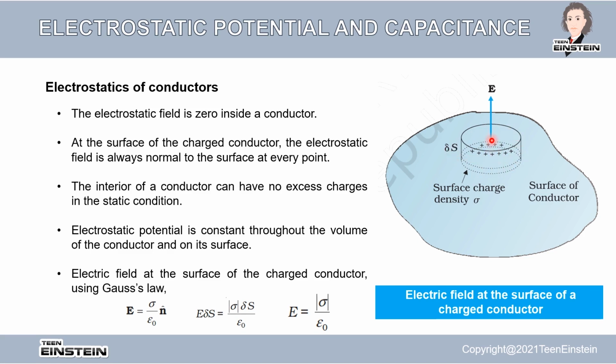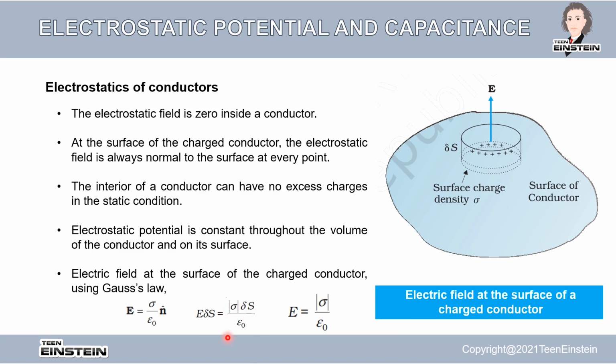But since it has only outward normal component, we can ignore all the other surfaces and find out the total flux only for this surface. So the total flux for this surface is E multiplied by delta S, which is equal to Q by epsilon 0 according to Gauss's law. What is Q? Q is nothing but the surface charge density multiplied by the surface area. So surface charge density multiplied by the surface area delta S divided by epsilon 0.